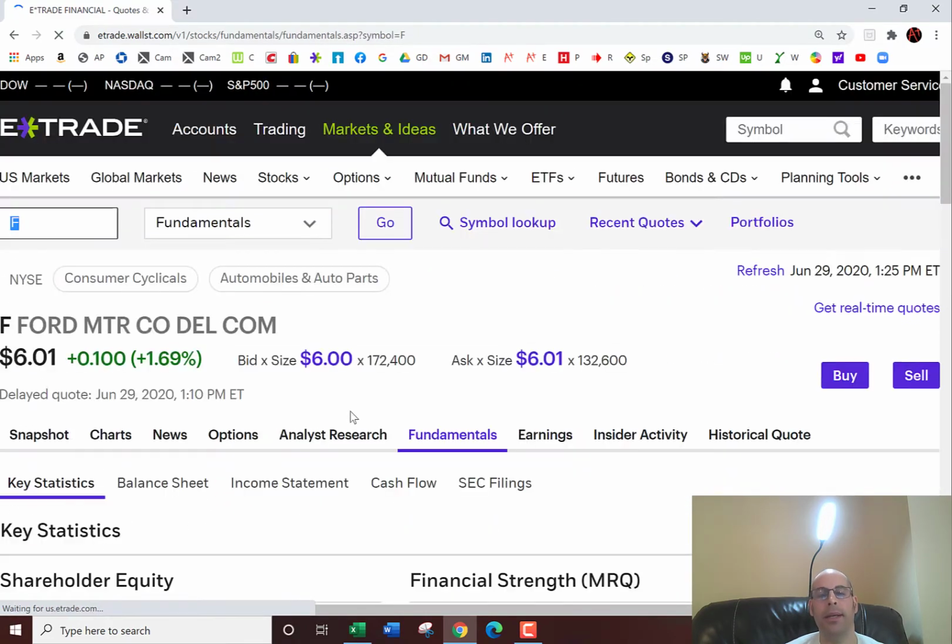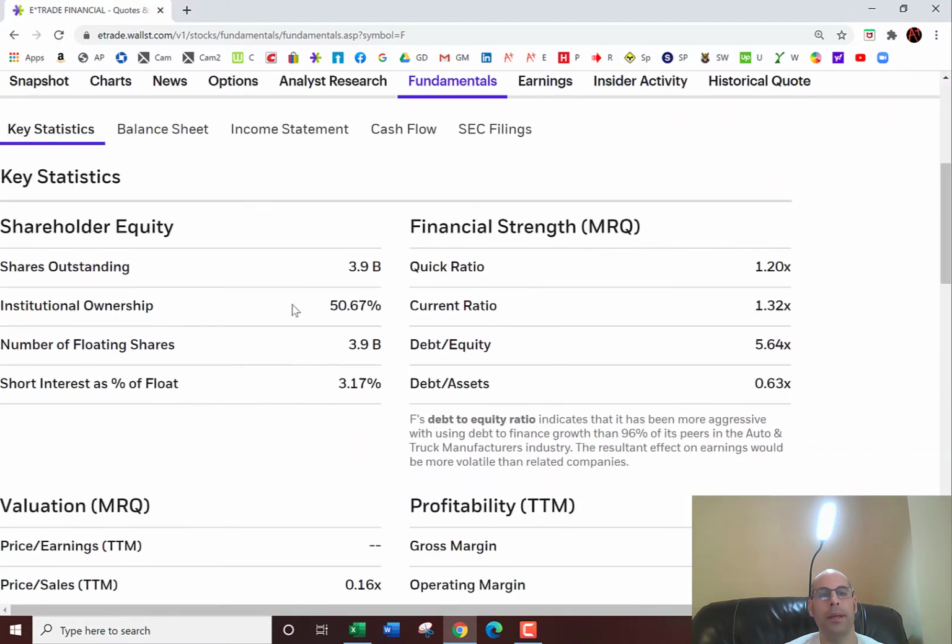Fundamentals, if you wanted to dig into the financials a little bit, you can see the shares outstanding, 3.9 billion. Institutional ownership, 51%. That's what's owned by institutions like banks and hedge funds, large entities like that. So about half the stock is owned by institutions. Floating shares. These are shares that are available to the public. So all the shares are available.